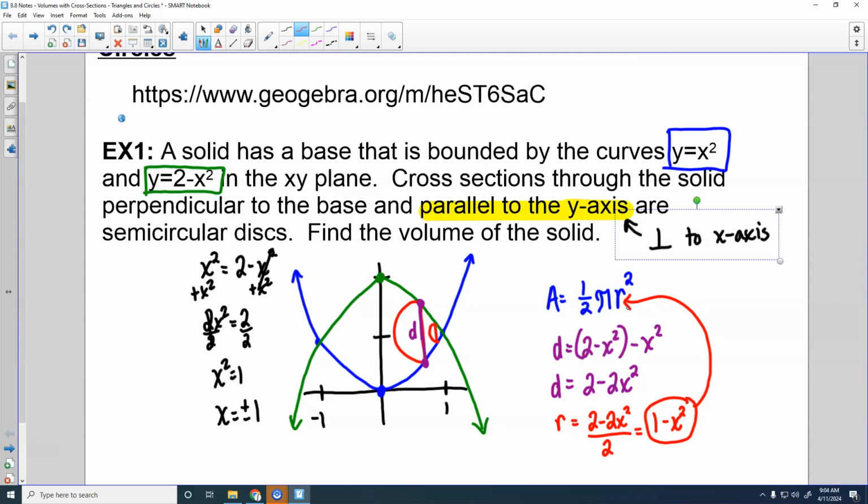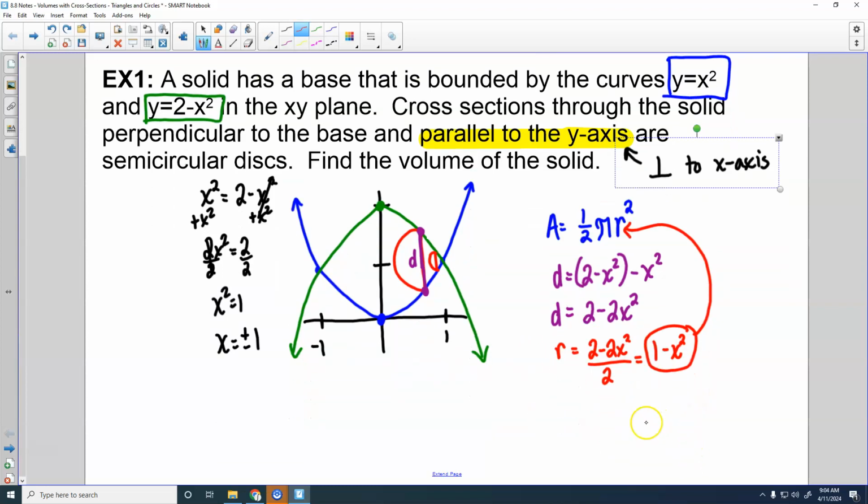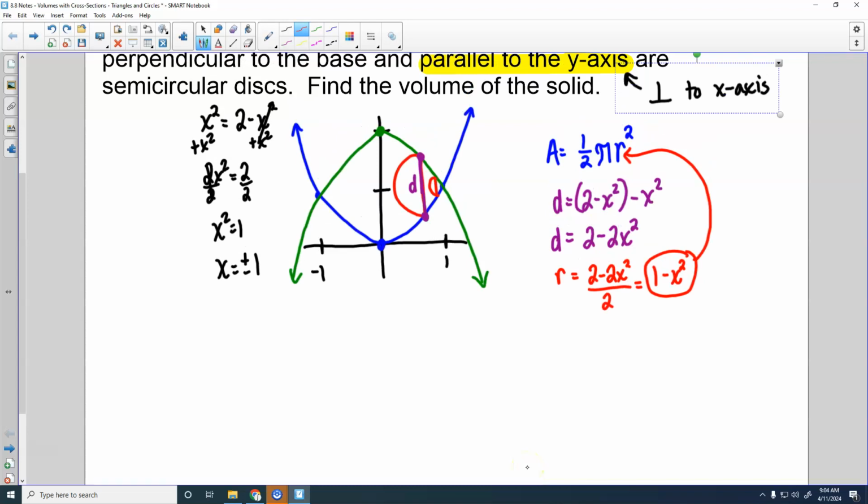Okay, very similar to what we were doing yesterday, but the radius is going to be half of the diameter. You'll have to find the diameter first. The diameter is just like we were doing here. Like this is y, but right minus left, or top minus bottom, but then you have to cut it in half since a semicircle requires a radius. So we are going to have the equation A of x equals 1/2 pi times (1 minus x squared) squared.